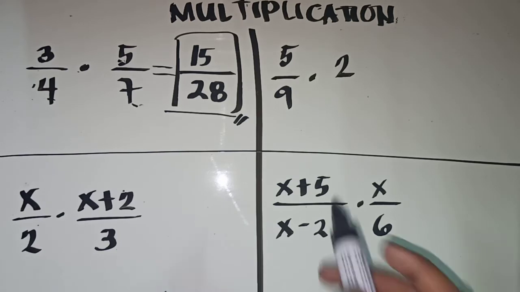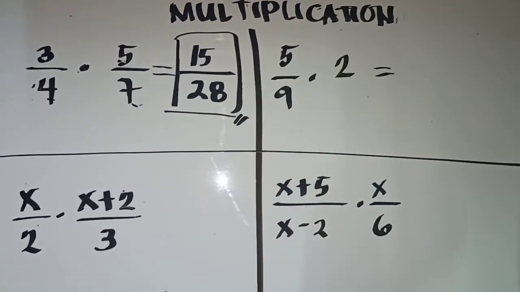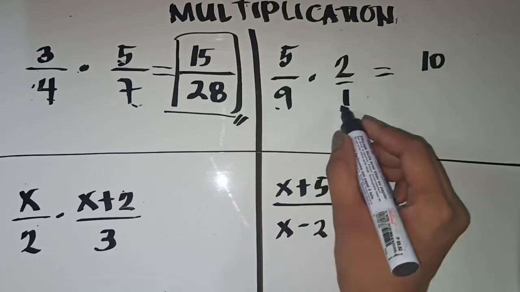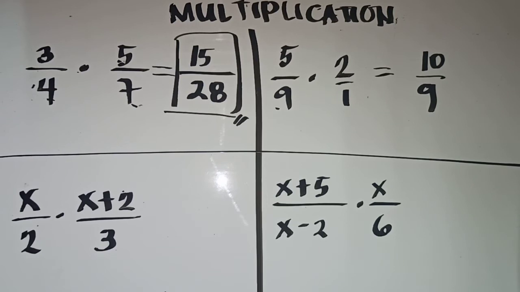Okay, so next. Kung meron akong 5 over 9 multiply by 2, again, multiplication of fractions, numerator by numerator, denominator by denominator. Sabi ko nga, kapag meron tayong whole number, meron siyang denominator na 1. So 5 multiply by 2 is 10, and 9 multiply by 1 is 9. Okay, so this is an improper fraction. If you're going to change this improper fraction into a mixed fraction, this is equal to 1 and 1 over 9.